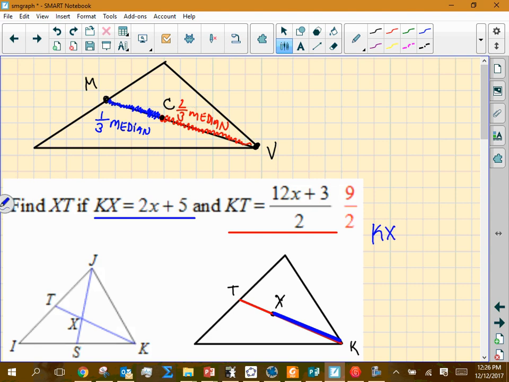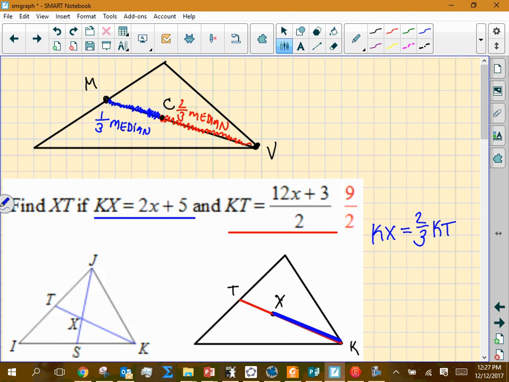K to X is the portion that goes from the vertex to the centroid, so it is 2/3 of your median. Well, what is the median in my picture? It's K to T, isn't it? Okay. So if I write KX equals 2/3 KT, I now have the correct generic formula for relating those two things. And that's what we talked about yesterday.